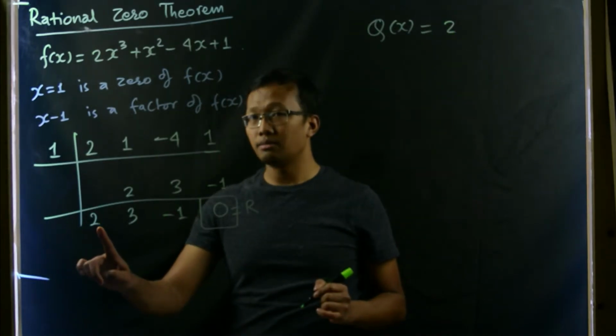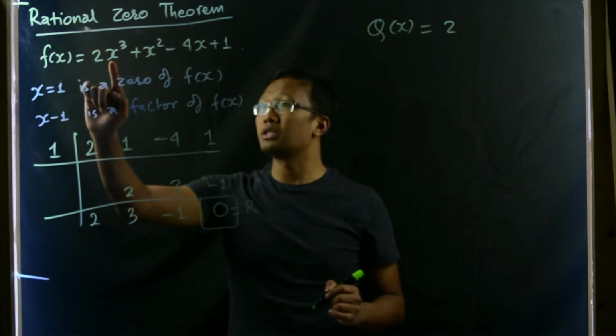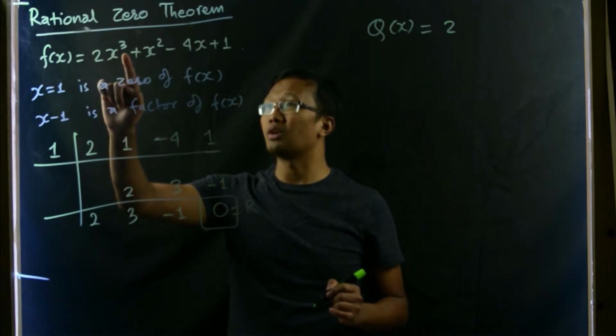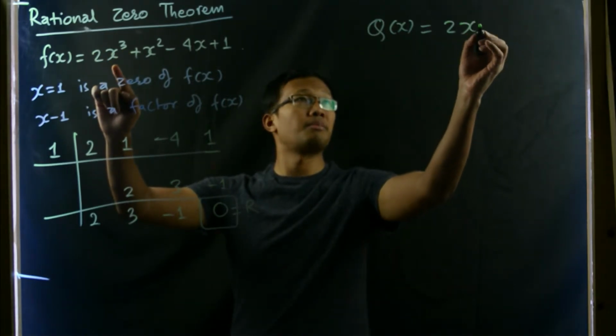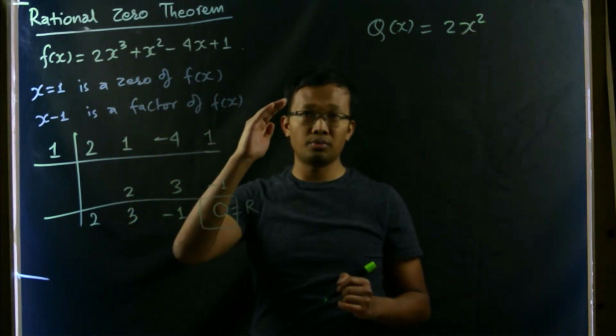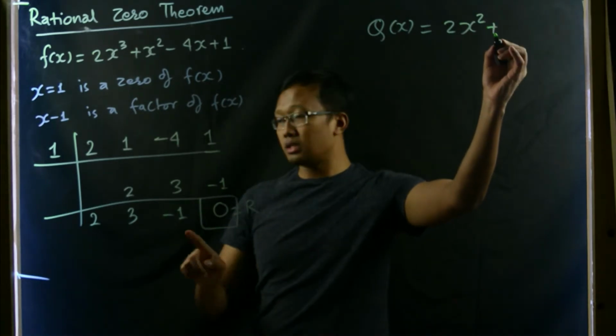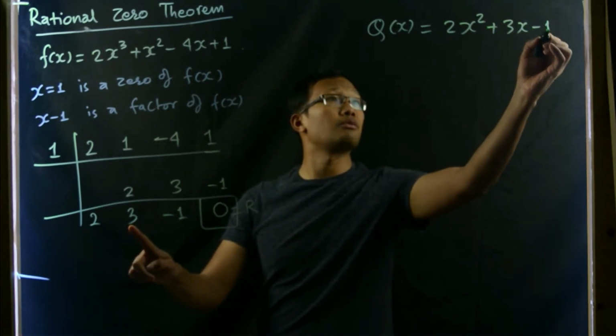This is the leading term. And the highest power of the original polynomial was 3, so its power would be 2. Power should be reduced by 1. Plus this is 3x minus 1.